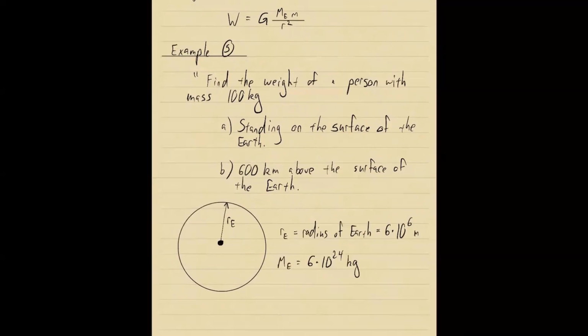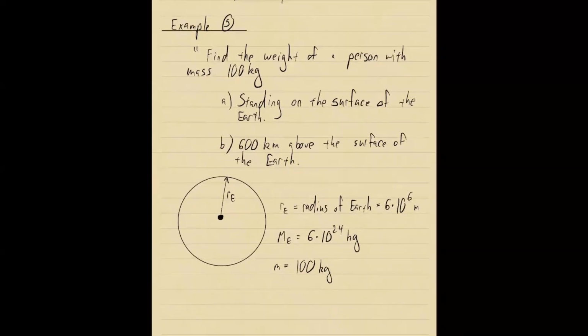Right? The problem says that the mass of the person is 100 kilograms. And so what is the person's weight on the surface of the Earth? Initially, for part A, the person is on the surface of the Earth, so they're a distance of R_E away from the center.